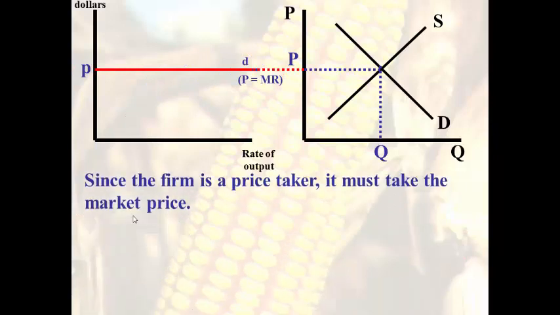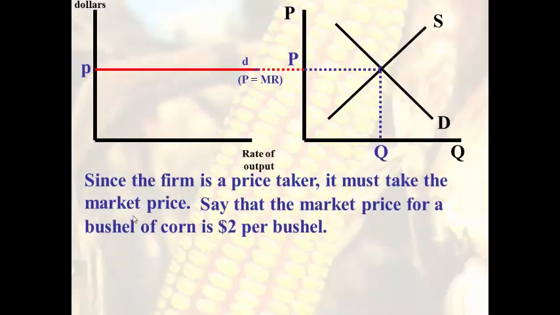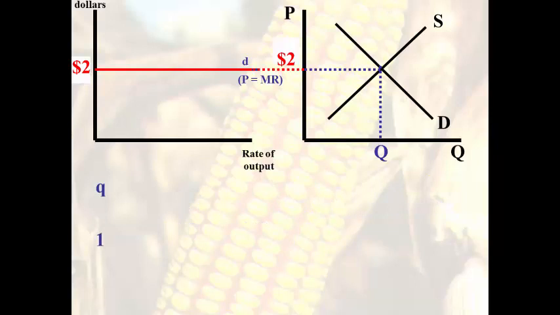Since the firm is a price taker, it must take the market price. Say that the market price for a bushel of corn is $2 per bushel. That means the individual farmer will charge $2 per bushel. So let's look at the quantity.